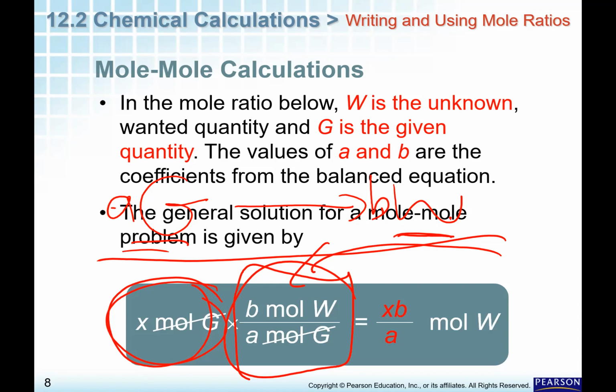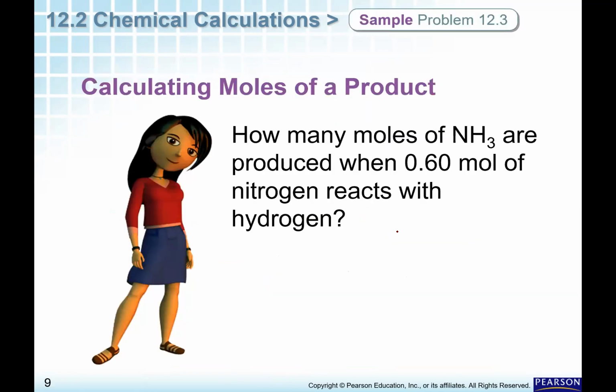It is derived from the chemical equation in front of you, which is A moles of G to produce B moles of W. So the given quantity multiplied by the conversion factor will give you XB over A. These are all numbers: X is the moles given to you, and B over A is the ratio between the coefficients of W and G, and that will equal the moles of W. Let's take a real example.